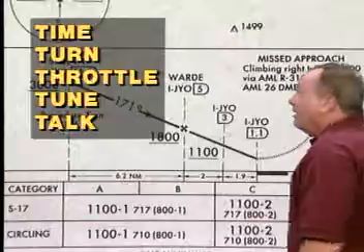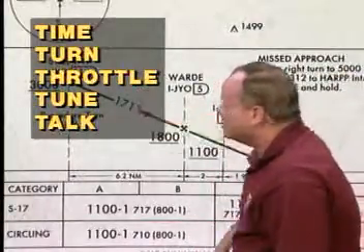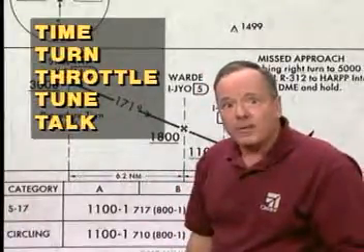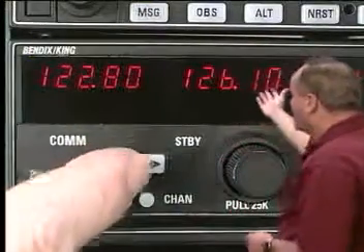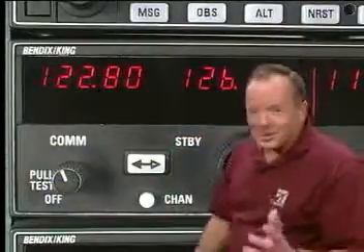We'll talk about why we recommend 800 feet per minute through here in just a little bit. Now, you've already tuned all the radio frequencies, and you don't need to set any more cross radials in. So when you have time, talk. Just switch 122.8, which is the Unicom frequency, from the standby to the active position, and then announce where you are.